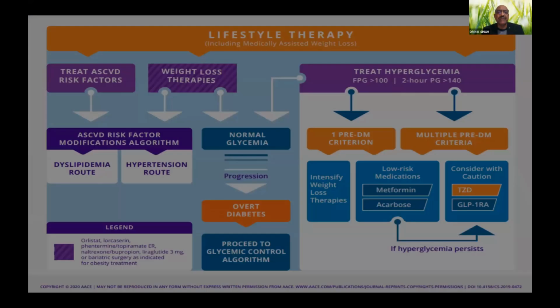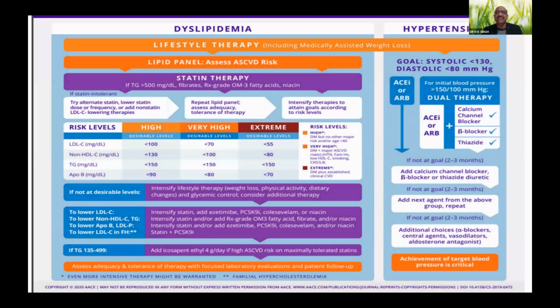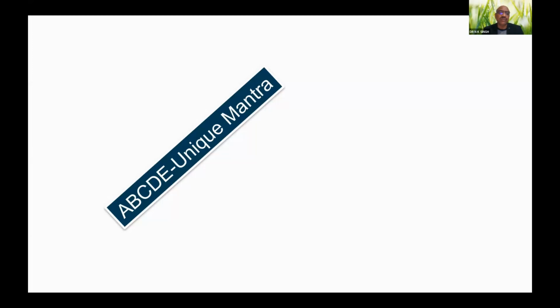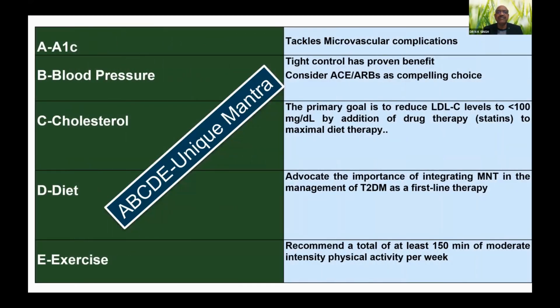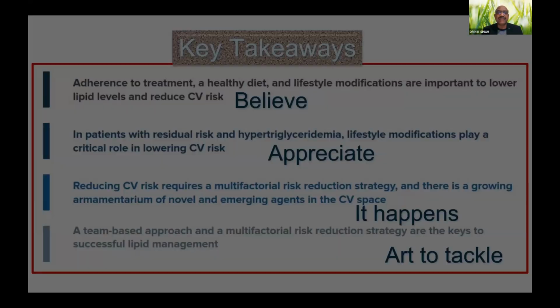So this is how we have talked about lifestyle therapies, dyslipidemia, hypertension, and you follow the A, B, C, D, E. That is a unique mantra. A is HbA1c control, which will tackle the macrovascular complications. B is blood pressure control, where you must consider ACE inhibitors or ARBs. Then C is cholesterol, D is diet, and E is exercise. So I think this is how we make our strategy for CV risk reduction in type 2 diabetic patients.